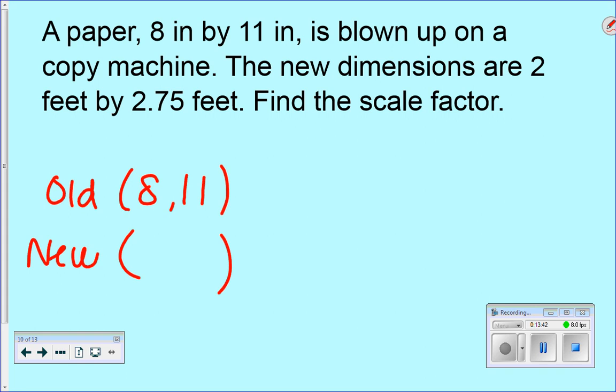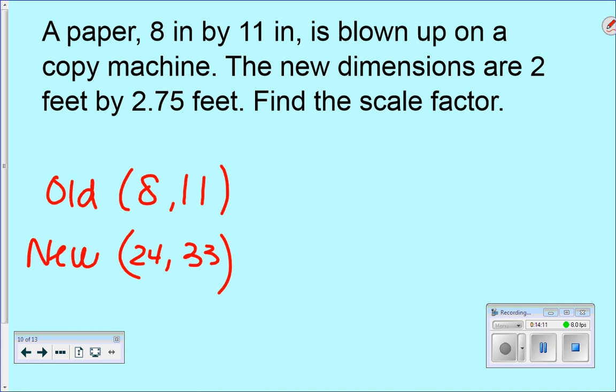Change it to inches. So what is 2 feet? Anybody know what 2.75 feet is? You're close. 33. I knew Brian was working it out in his head. I was just waiting to see if you guys could guess it.